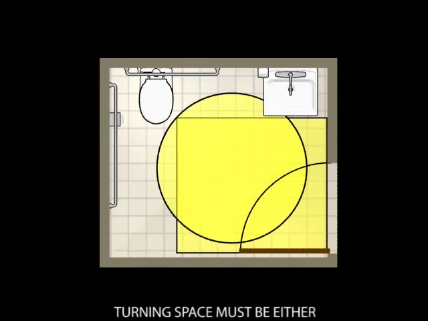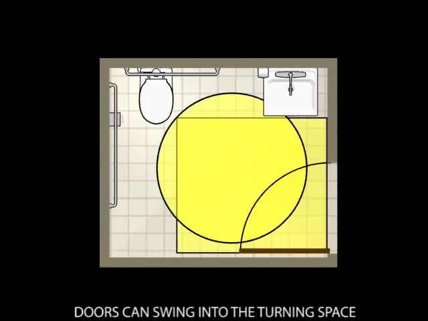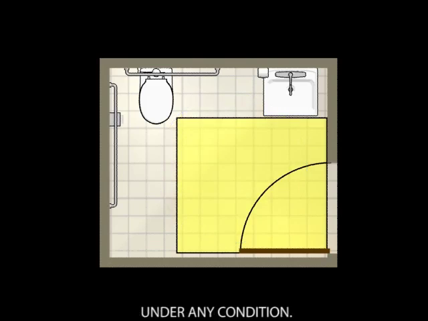Turning space must be either a 60-inch diameter circle or a T-shape. This space can overlap fixture and door maneuvering clearances. Doors can swing into the turning space under any condition.